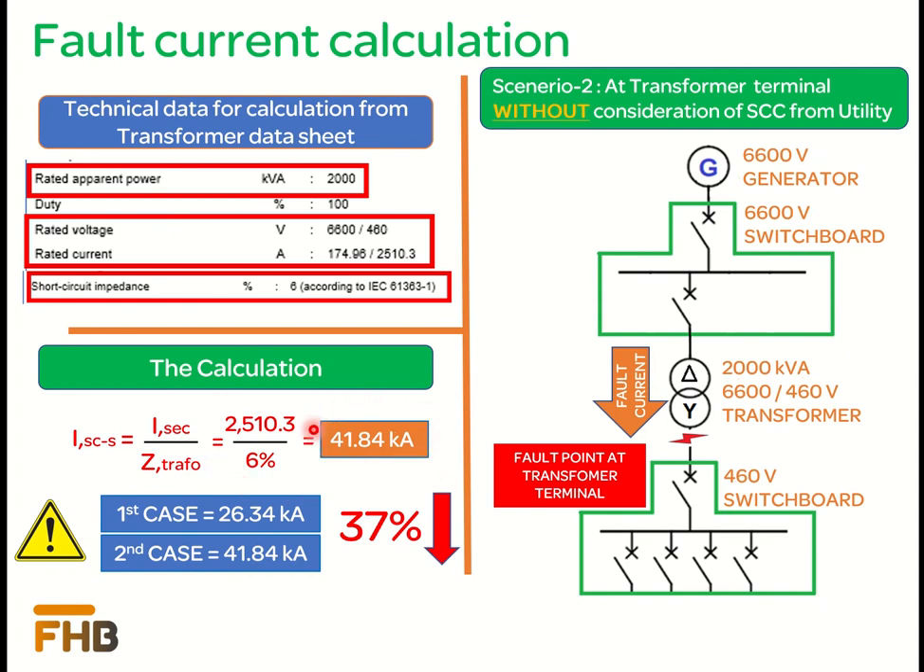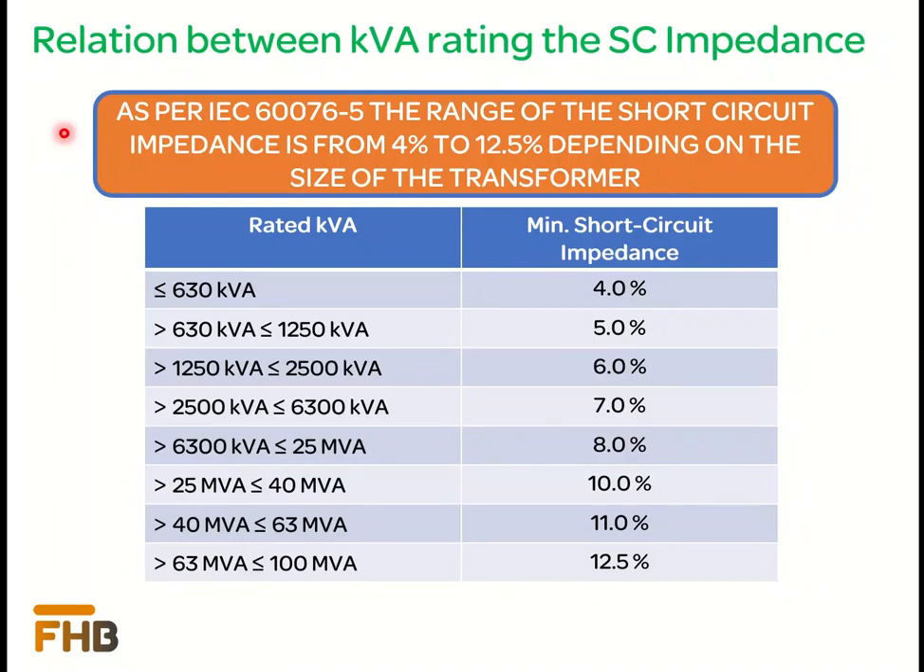Our first calculated value of short circuit current is 37% lesser than the second value. Therefore, it is important to consider the value of Z utility in the calculation. Otherwise, the system will be over-designed and will significantly increase the cost of the overall power network. It is very important to note that the value of short circuit contribution from the transformer is largely dependent on the value of the short circuit impedance.